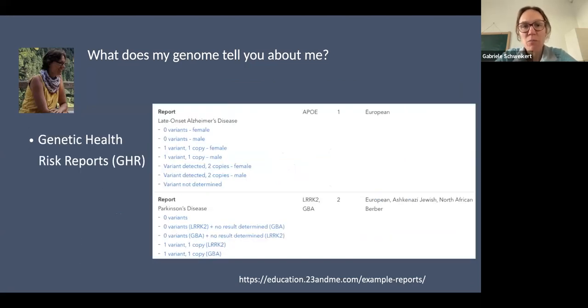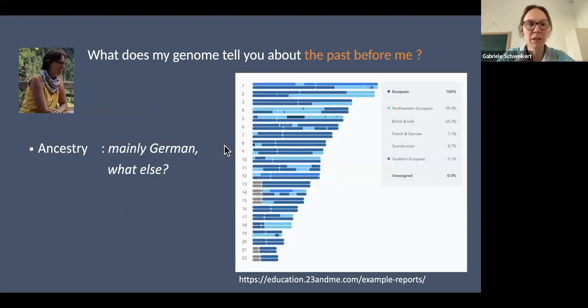And of course, there's some more serious stuff that the genome tells you about me. There's a genetic health report, mainly about risks. So what kind of diseases could I be developing in the future? For example, Parkinson's disease: do I have certain variants that give me a bigger risk of developing this disease, or late-onset Alzheimer's disease, and so on.